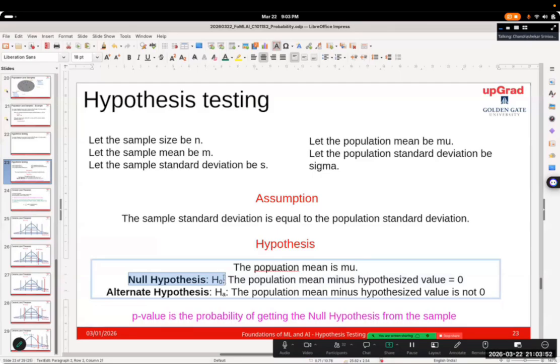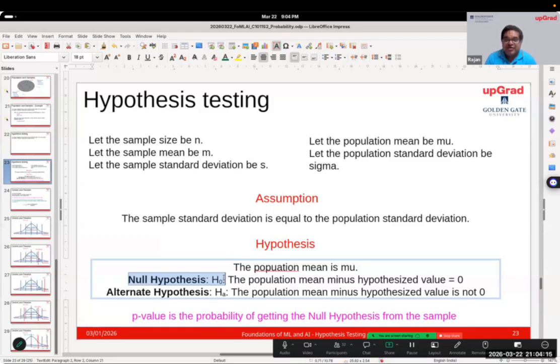So the hypothesized value is still the hypothesis value of the population mean, right? The population mean, yes, correct. Which we will validate through the samples. Yes, exactly. Validate through samples, correct.